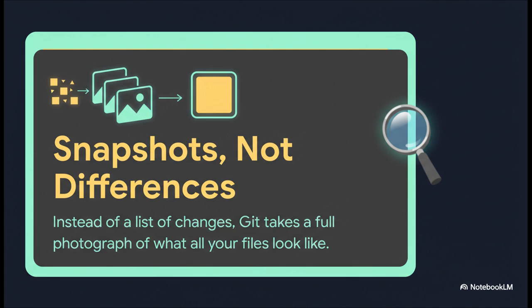A lot of the older systems thought about history as just a list of changes. They'd store an original file, and then just keep a record of every little edit, every delta made over time. Git just throws that whole idea away. Instead, every single time you save your work, Git takes a complete picture, a snapshot, of what every file in your project looks like at that exact moment.